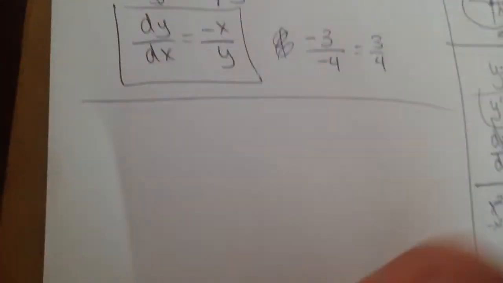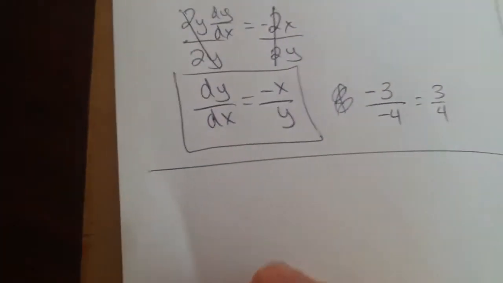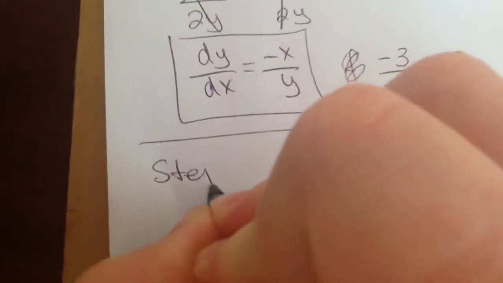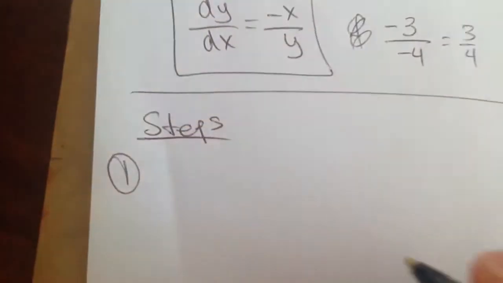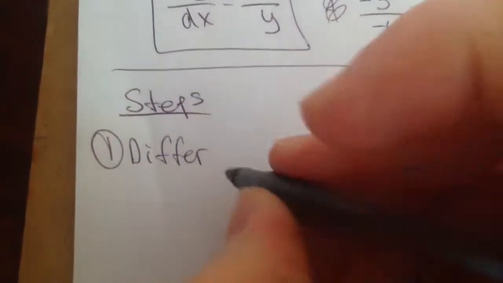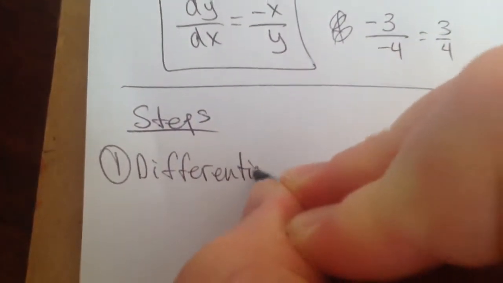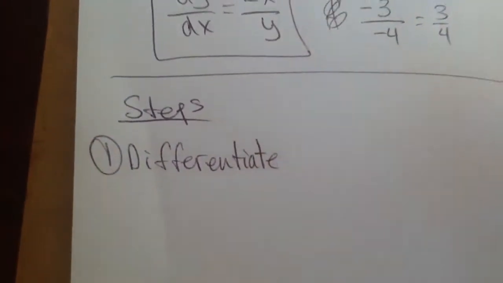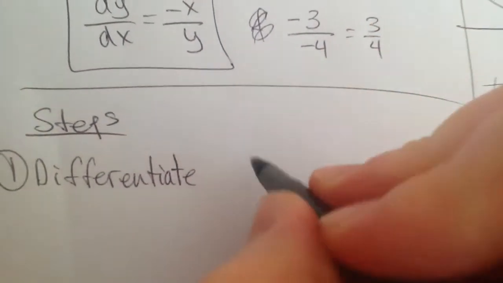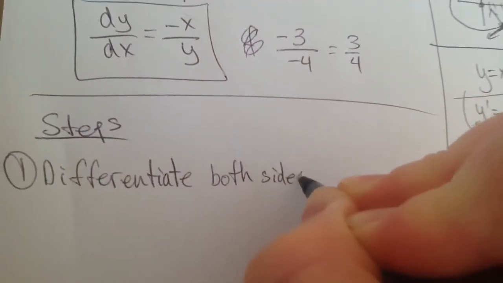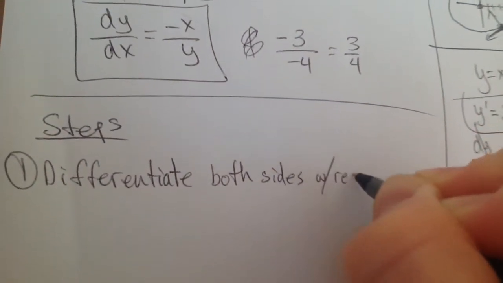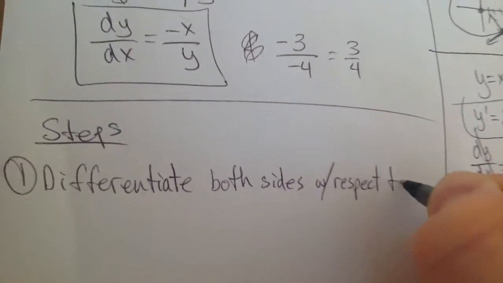So that's it. That's implicit differentiation. That's all you need to know. Kind of. Here are the steps. I told you to write them down. First thing you do is differentiate. That means take the derivative. Differentiate both sides with respect to x.